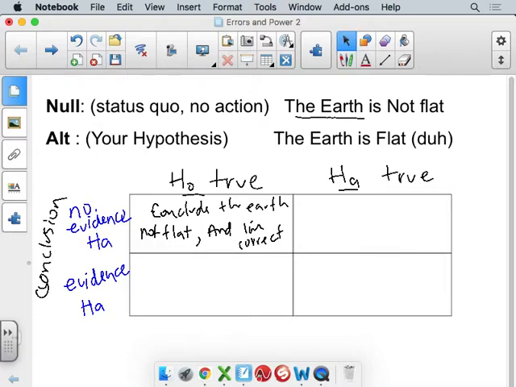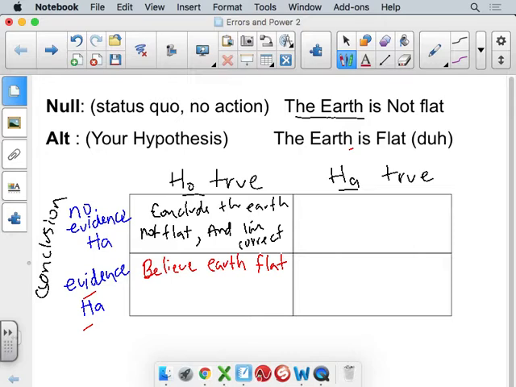Okay, let's do this one. Let's say I did watch a YouTube video, and I have evidence that the alternative is true now. Like, I believe the earth is flat. So basically I could say, believe earth is flat, but let's say in this scenario the null is true. So I fully believe, I come to a conclusion that the earth is flat, but it turns out it's not. So I'm a fool, basically. I'm wrong.